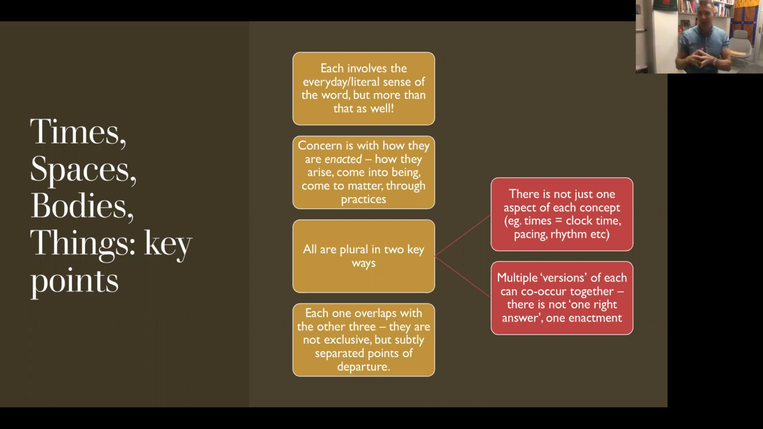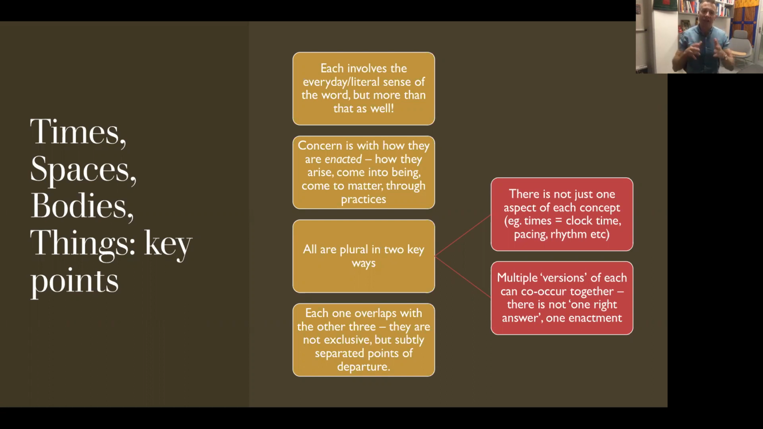Now, this comes out of something that Nigel Thrift would call non-representational theory. But it's not like there's one right answer to say, what are the spatial aspects of the practices that I'm looking at today. There might be many different spaces being enacted right at the same time, and that multiplicity can co-occur, with lots of different arguments about the kinds of spaces that are being produced, more than one space at more than one time. The same goes for bodies, things, etc.